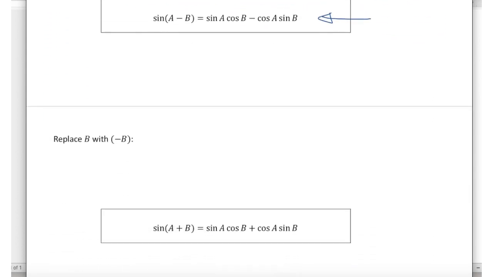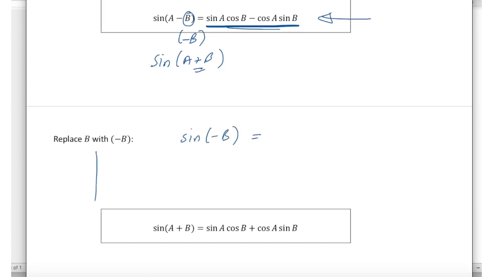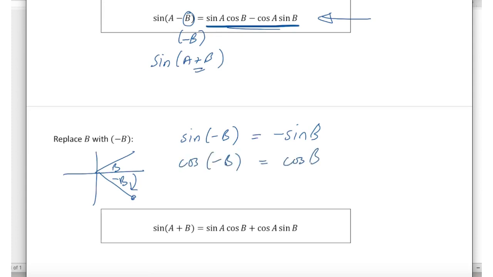So what we can do is work out what happens if we replace B with negative B so that it becomes sine A plus B. How does that change the identity? Well, much in the same way as before, remembering that if we replace B with negative B, that angle B, becoming negative B, falls in the fourth quadrant. Sine is negative, whereas cos of negative B, cos is still positive in that fourth quadrant.